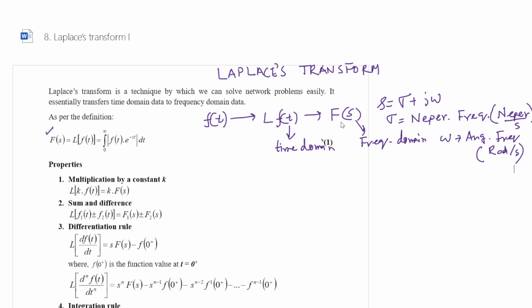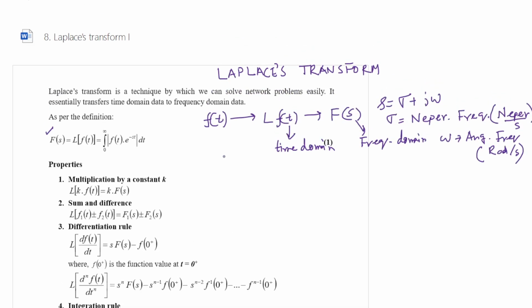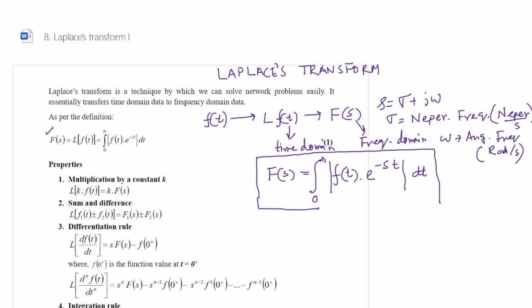Now, when this Laplace transform is applied, then this F(s) will be mathematically equal to f(t) multiplied with this operator e to the power minus st. Then you should take the mod, and then you should take the integration from 0 to infinity. So it will give you the Laplace transform of f(t). This is the fundamental equation of Laplace transform, the definition of Laplace transform.